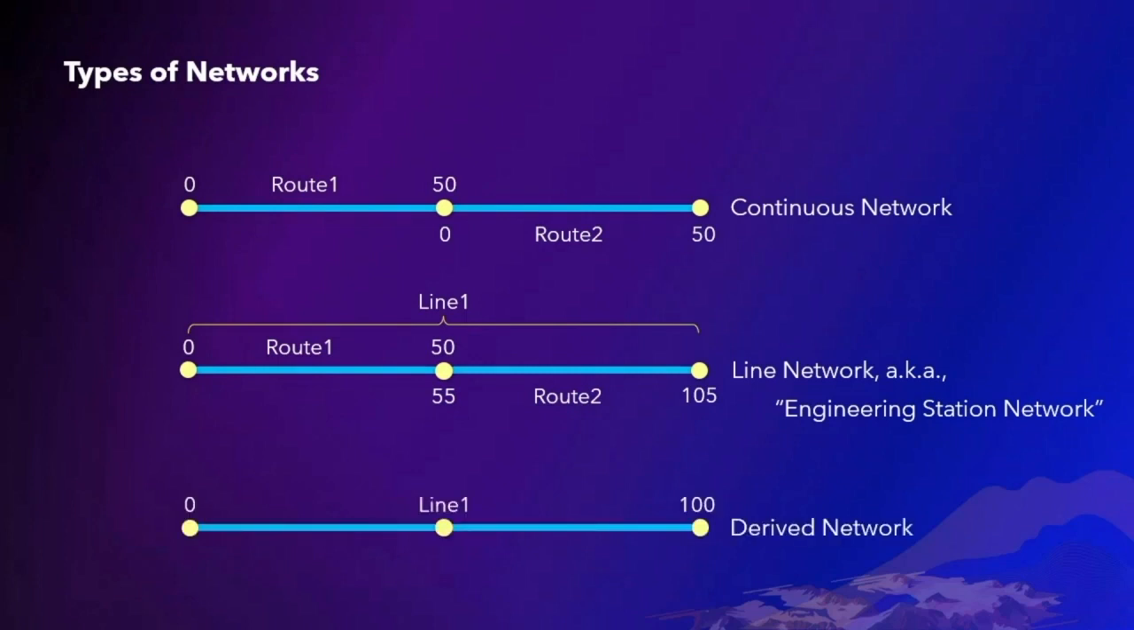A derived network is a continuous measure representation that's built off of a line network. The derived network dissolves all the routes that are on the same line within a line network into a single continuous measure route geometry. This really simplifies supporting analysis and reporting using this linear reference data.